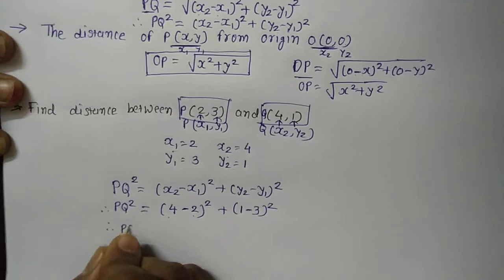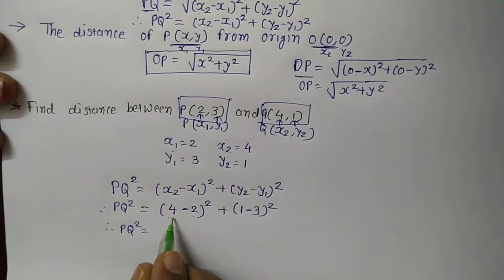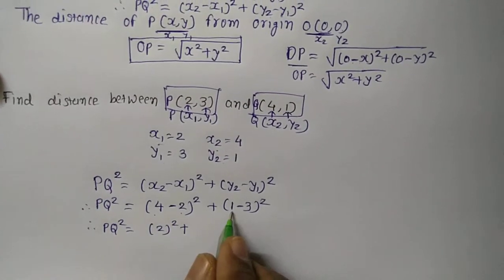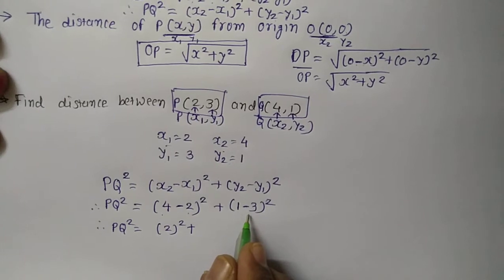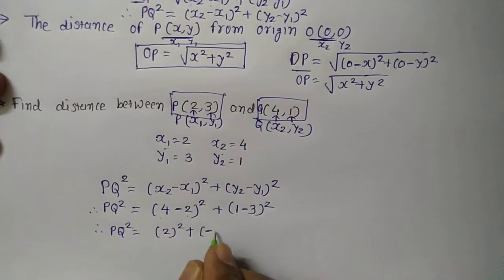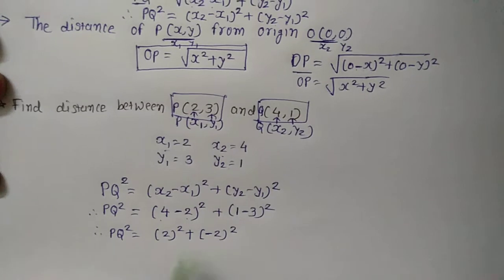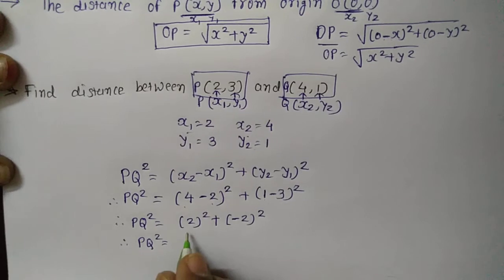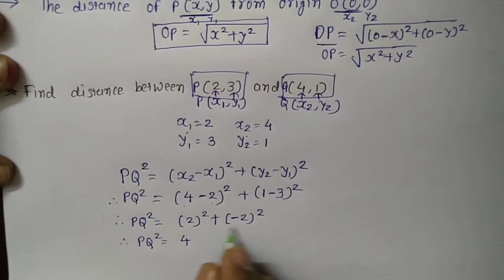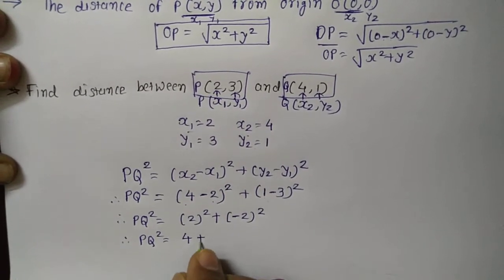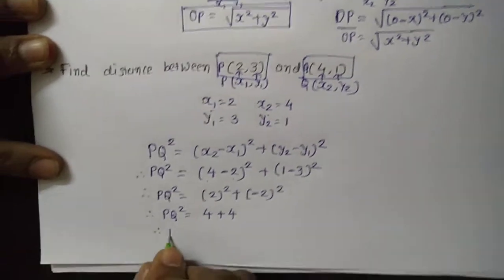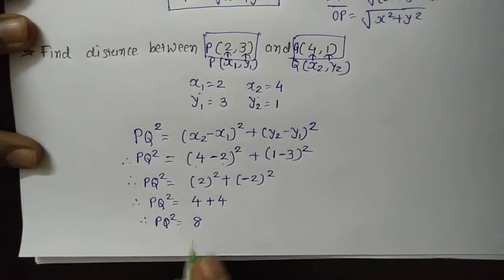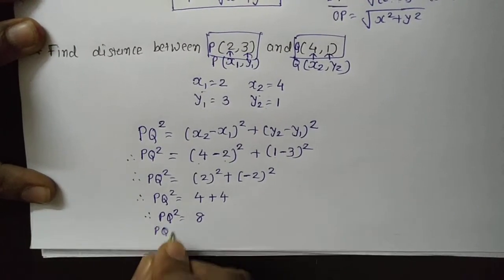Now I'll write PQ square is equal to, you can see 4 minus 2 is equal to 2, so it is 2 square plus 1 minus 3, which is equal to minus 2 whole square. Squaring of anything is always positive. So PQ square is equal to 2 square, which is 4, and minus 2 whole square is also equal to 4. So it is 4 plus 4, which is equal to 8. PQ square is equal to 8. Now we need to take the under root of 8, so PQ is equal to the under root of 8.